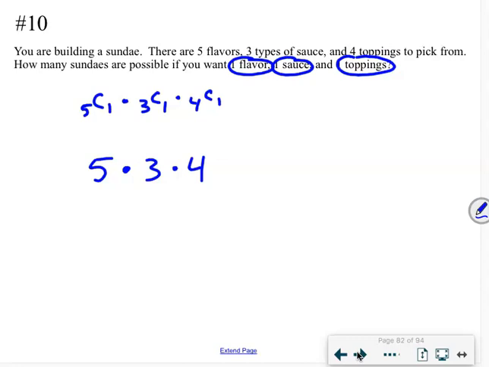These 2 are equivalent. These equal each other. All right, they're the same thing. So we really don't have to pick which way is better. If you punch in 5 choose 1, you just get 5. 3 choose 1 is 3.